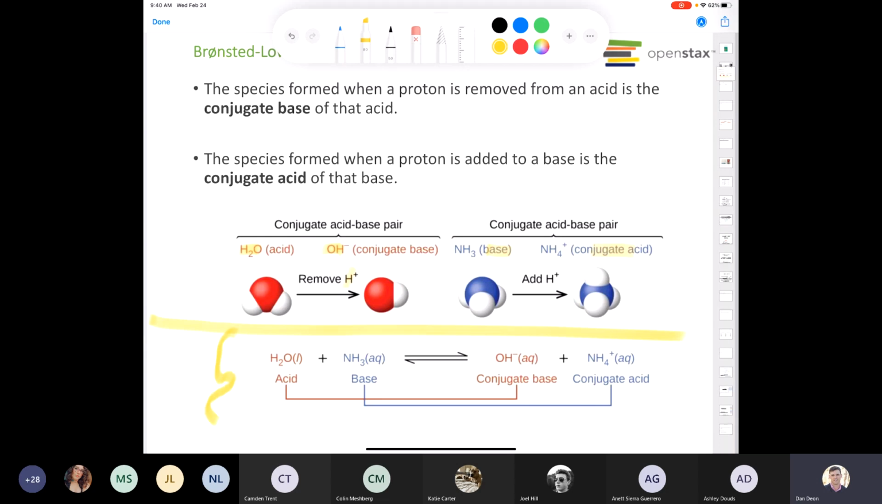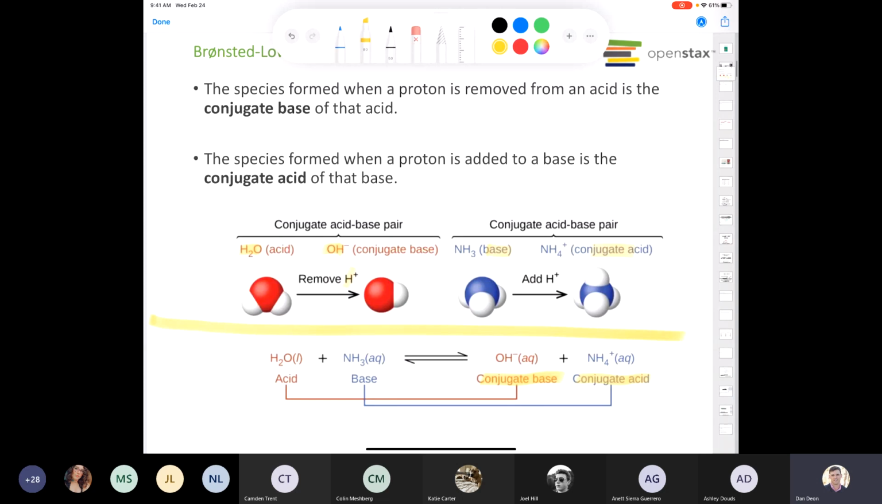Here's the same analysis, but using the reaction of ammonia and water. Water can behave as an acid or a base. It depends on the situation, but here, since ammonia is a base, it's accepting a proton from the water. So what you're left over with is a conjugate acid. What you're left over with from the water is a conjugate base.